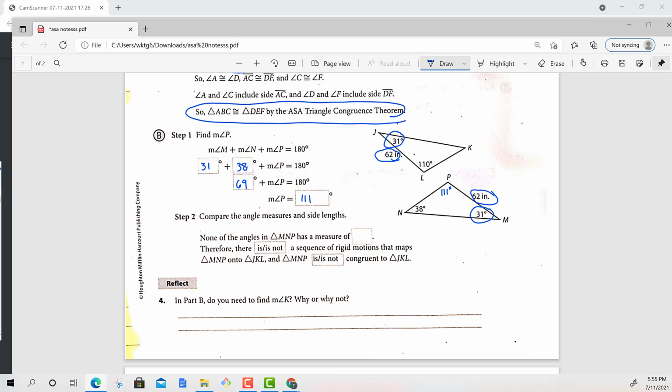But for angle, side, angle to work in this problem, we'd also have to know the measure of angle L is equal to the measure of angle P, because that's the other angle for angle, side, angle in this problem. And obviously they're not equal. One's 110 and one is 111. So these triangles are not congruent. Triangle MNP is not congruent to triangle JKL.